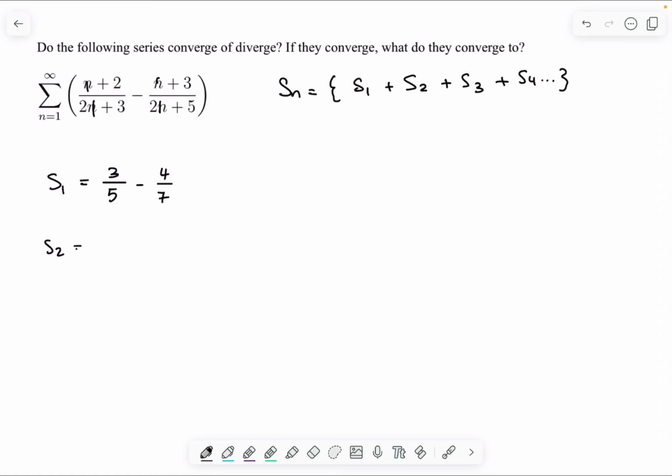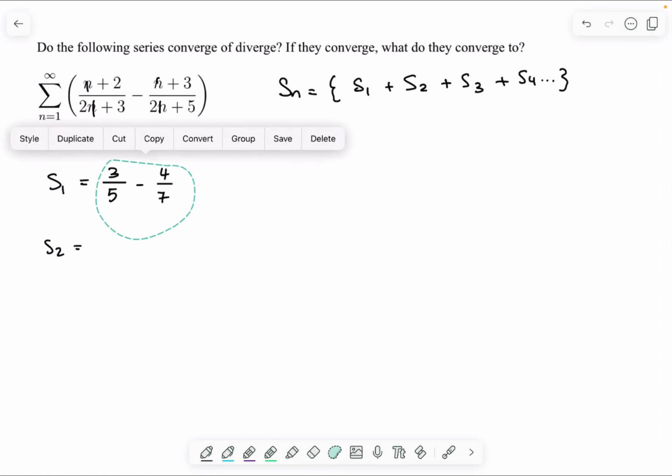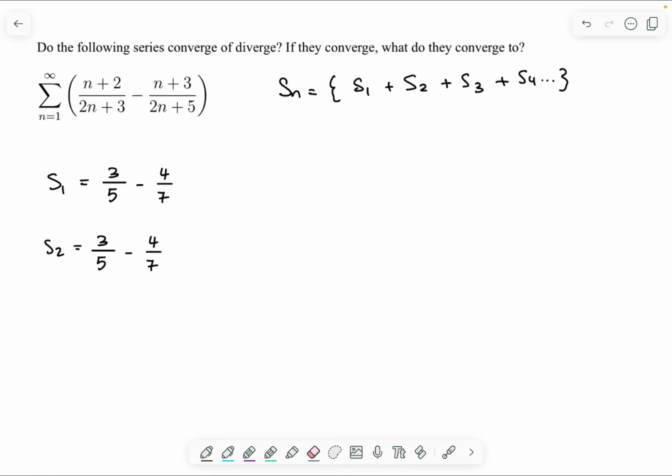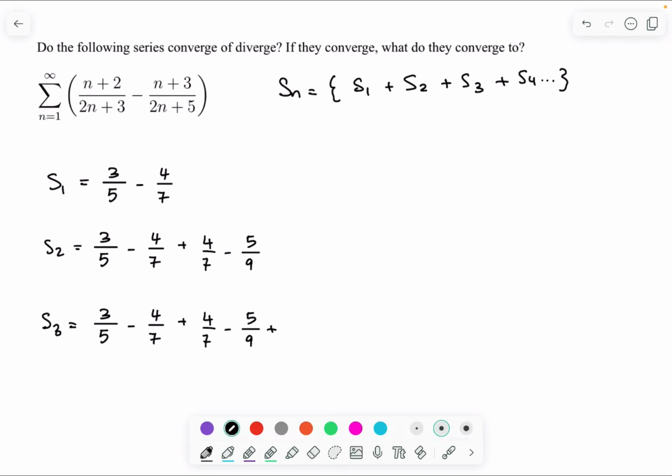And then S sub 2 is the sum up until 2, so that includes the sum of 1 plus the sum when you plug in 2. That's going to be 2 plus 2, that's 4, over 2 times 2 is 4 plus 3, 7, minus 5, and then 4 plus 5 is 9. Then we continue with S sub 3, which is the sum up until 3, so that includes the sum of 1 and 2, and then you plug in 3 here: 3 plus 2 is 5, 3 times 2 is 6, plus 3 is 9, and then minus 3 plus 3 is 6, and 3 times 2 is 6, plus 5, that's 11. Then we'll do one more.